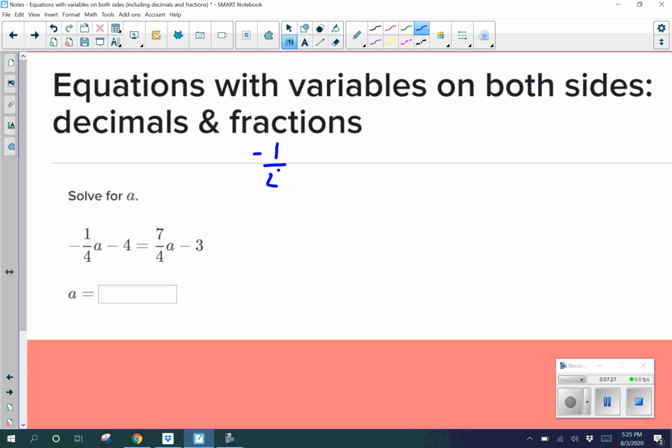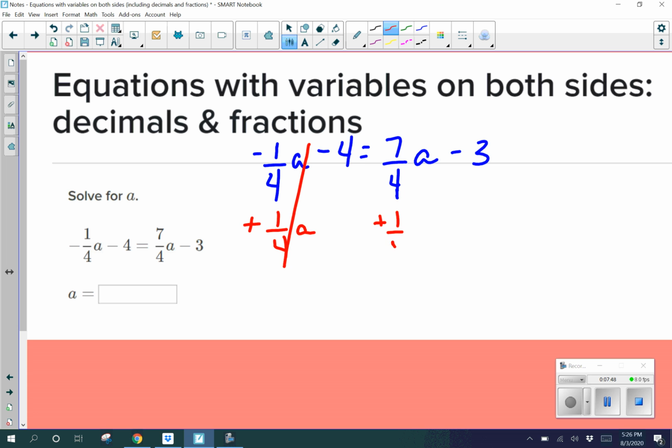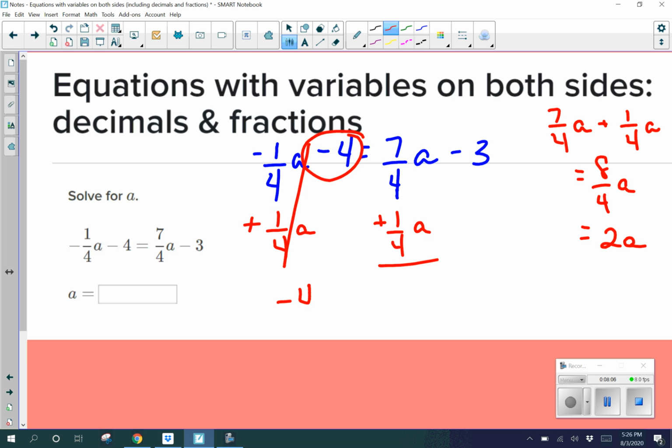I've got negative 1/4 a minus 4 equals 7/4 a minus 3. Okay, so to keep my variable positive, I'm going to move my 1/4 a. Since this is negative, I'm going to add 1/4 a. It's going to cancel there, and what we do to one side, we do to the other. Well, let's think about this. 7/4 a plus 1/4 a is going to equal 8/4 a. And what's 8 divided by 4? 2a. So that leaves me with, don't forget you've got a negative in front, negative 4 equals 2a minus 3.